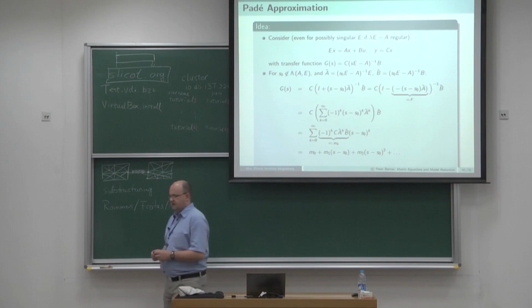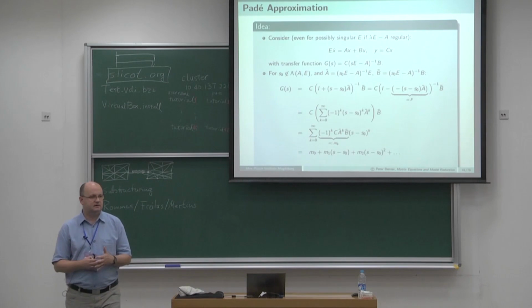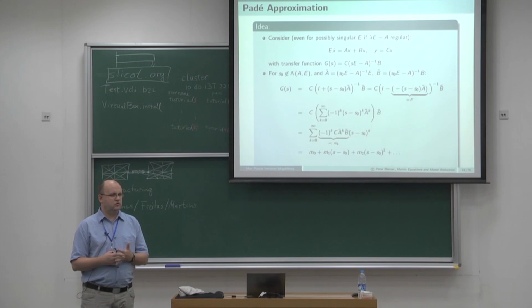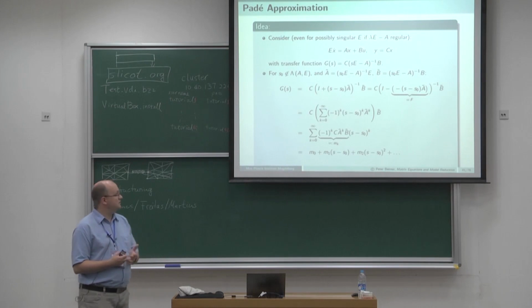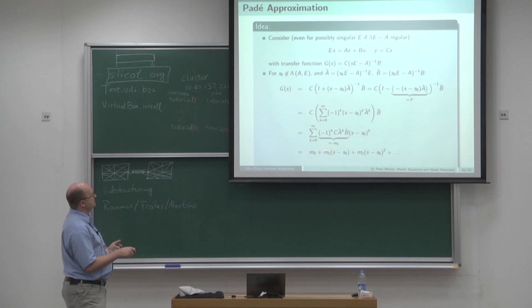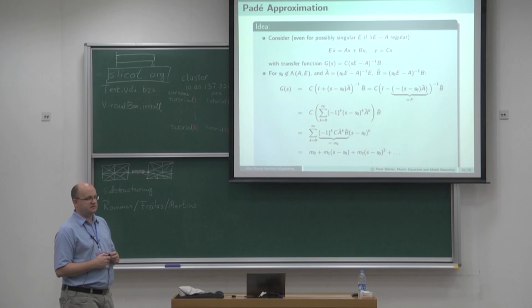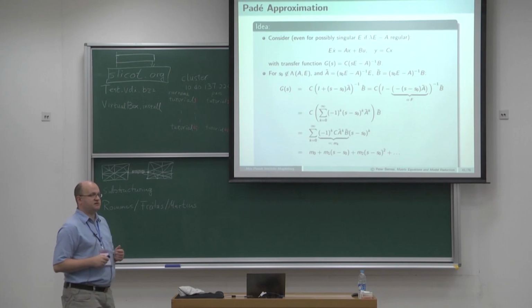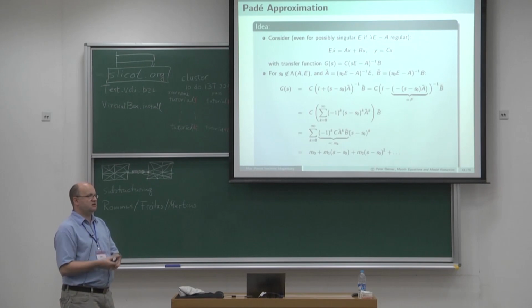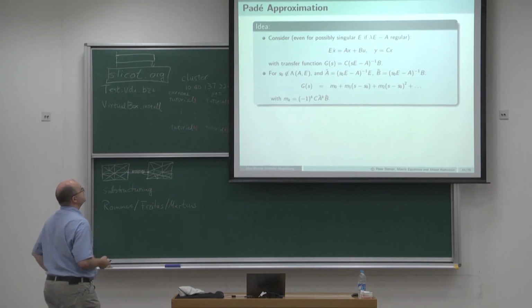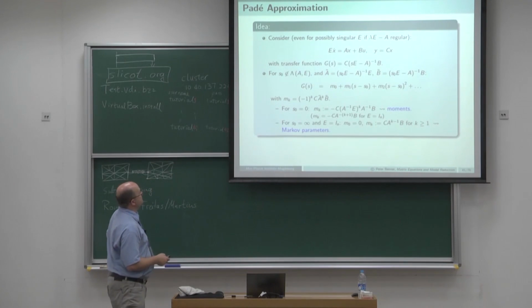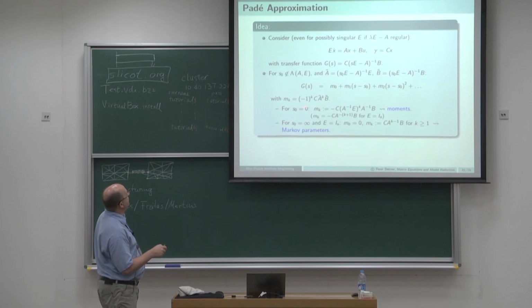Okay, now the idea of approximation is to have a reduced order model that matches the first, say, L of these coefficients of this series. And as our transfer function is rational and our approximation is also rational, that's a rational approximation problem which can be solved by Padé approximation. But we'll come to that in a minute. I just wanted to mention that these mk for S0 finite are called moments.